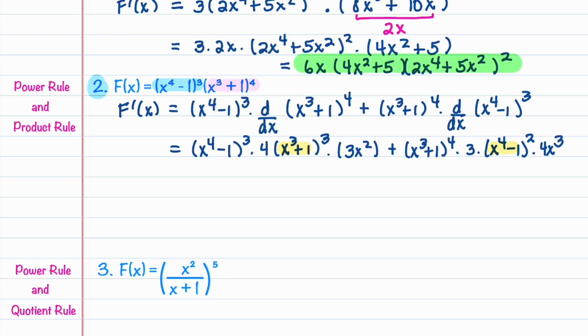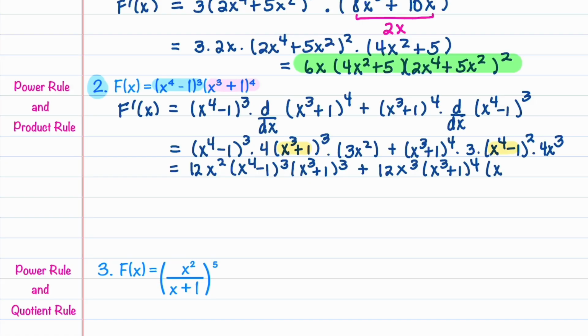I think it's easiest if we simplify both terms first and then see what combines. Our first term is 4 times 3, so that's 12. We have an x squared, and then we have an (x to the 4th minus 1) cubed, and an (x cubed plus 1) cubed. And then for our second term, we also have a 4 times a 3, so we have 12. And we have x cubed, and then we have an (x cubed plus 1) to the fourth, and then (x to the fourth minus 1) squared.